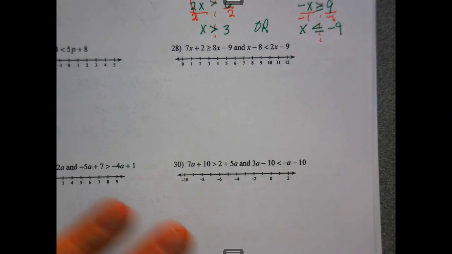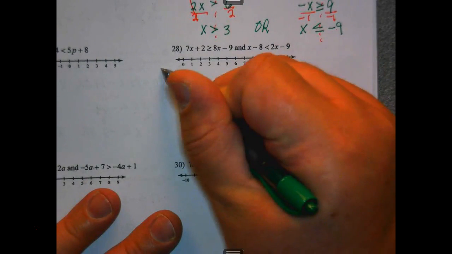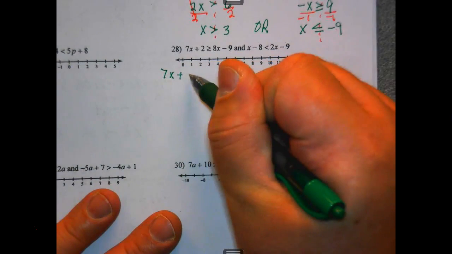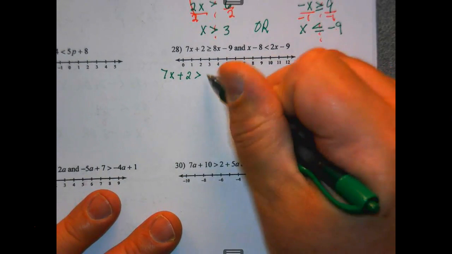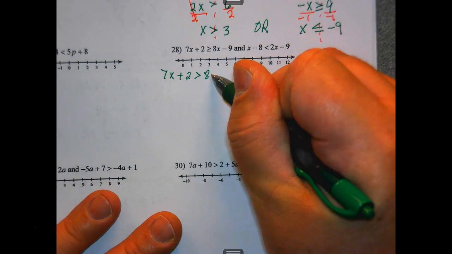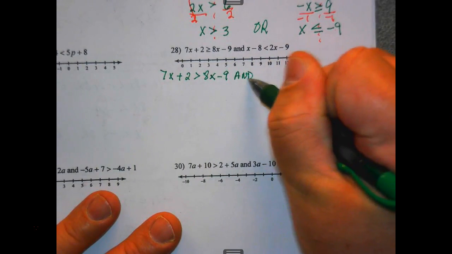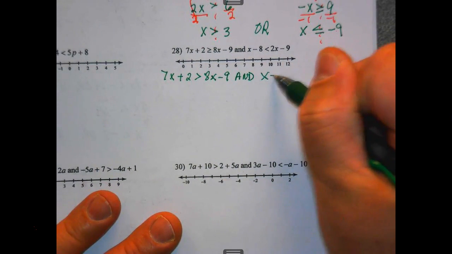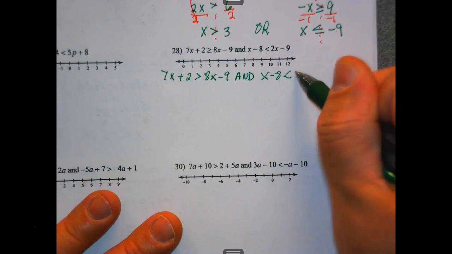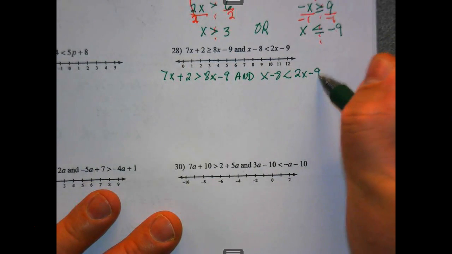28. It's an and problem, so it's going to be shaded in between. See, I have 7x plus 2 greater than 8x minus 9, and x minus 8 less than 2x minus 9.